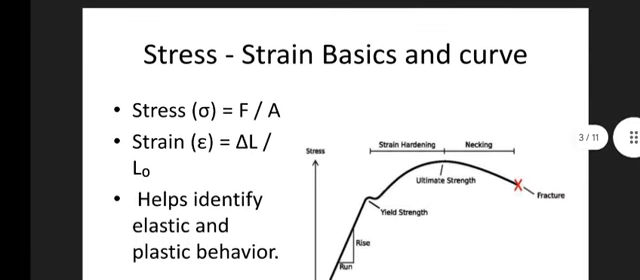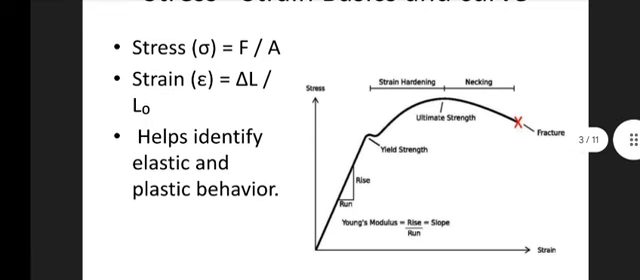Stress-strain curve basics. Stress is the applied force over the original cross-sectional area. What is meant by stress? Stress is when an external force is applied to the material, the internal resistance developed in the material. Strain is the change in length divided by the original length. Strain is the deformation of a material due to the applied stress, that is, how much the length of the specimen changes.